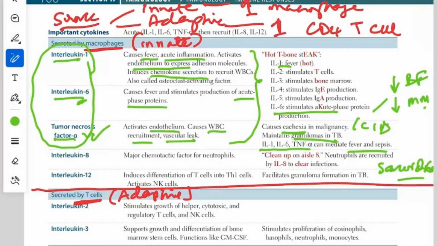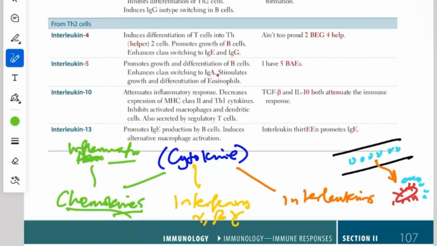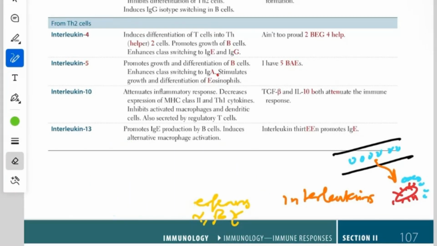Gram-positive, gram-negative cocci. So for gram-negative, remember we said LPS in the gram-negative binds to toll-like receptor, okay, on the white blood cell, particularly the macrophage here, okay? And once that macrophage sees the LPS via the toll-like receptor on the macrophage, it will start producing those interleukin 1, 6, and TNF alpha.